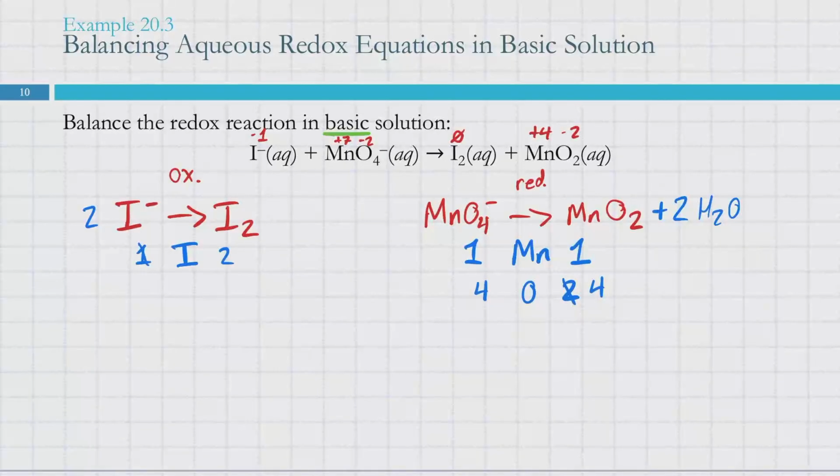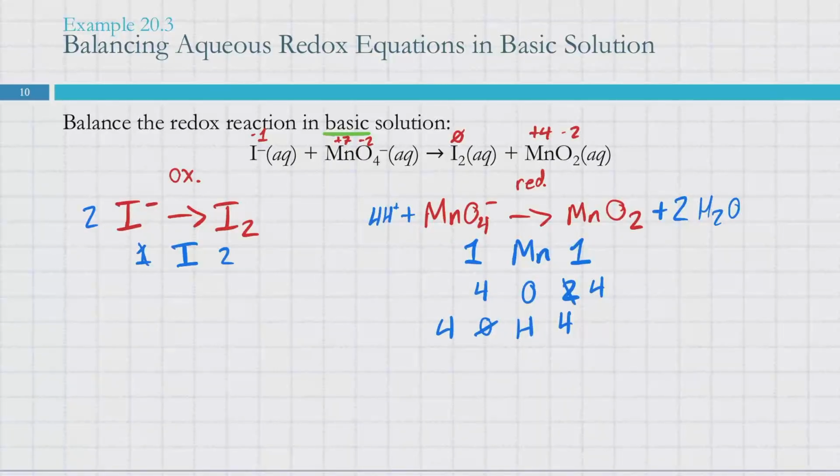We also, when we did that, added in hydrogens, so we need to balance our hydrogens. We've got 4 hydrogens on the left, we've got 4 on the right, 0 on the left. So we need to add, pretending, just for a moment, like we're in acidic solution, we're adding 4 H+. So that gets our hydrogen balanced.